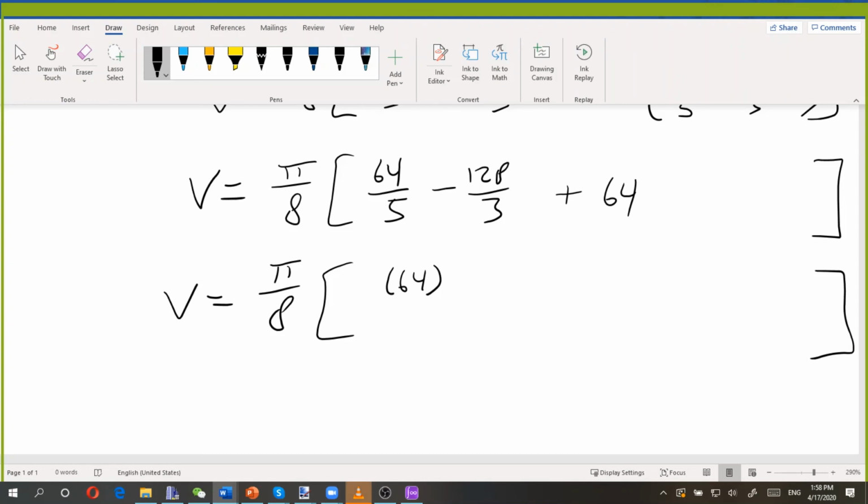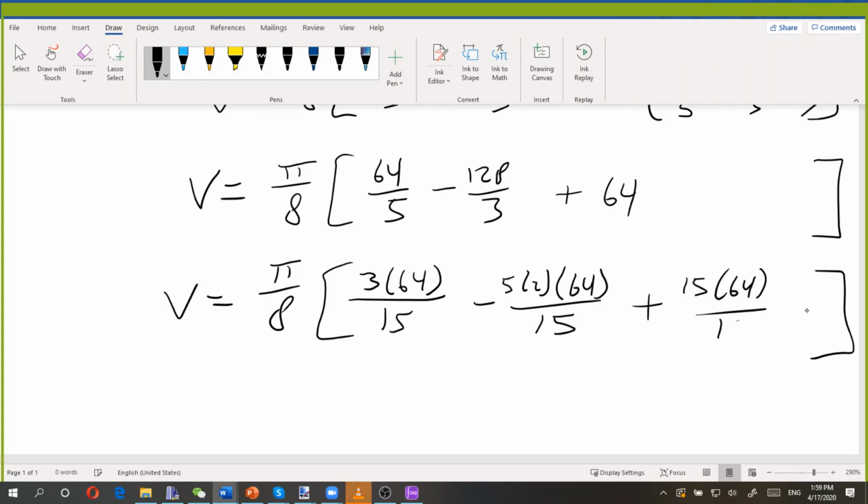To get a common denominator, it would have to be over 15. So that would give me 3 times 64 over 15, minus... This is already 2 times 64, and I'd have to multiply it by 5. So that's 5 times 2 times 64. I had to multiply this fraction times 5 in order to get over 15. And then the 128 was 2 times 64. I'm doing that so that everything is in terms of 64ths. Plus 64 over 1, I have to multiply by 15. So that's 15 64s over 15.